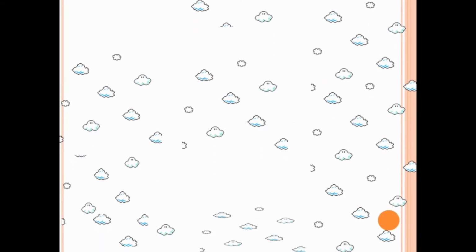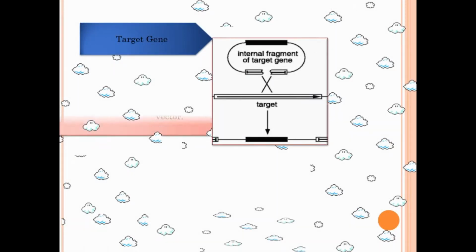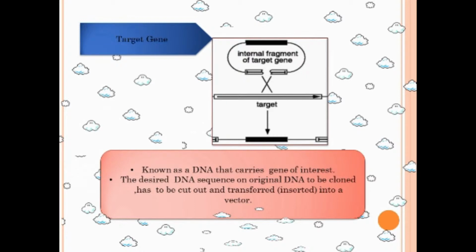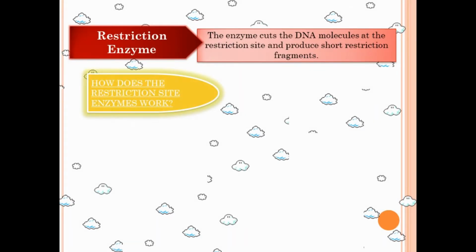I will continue this topic with the tools used in recombinant DNA technology. So firstly, a target DNA, also known as DNA that carries the gene of interest, is a desired part of the DNA sequence on the original DNA to be cloned, that has to be cut out and transferred or inserted into a vector. Next, we proceed with the restriction enzyme, where the enzyme cuts the DNA molecules at the restriction site and produces short restriction fragments.